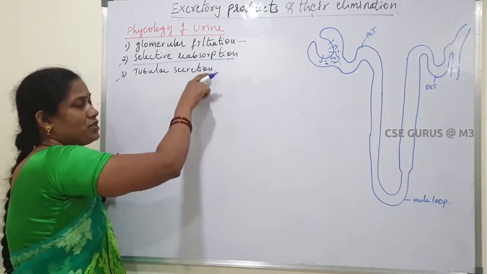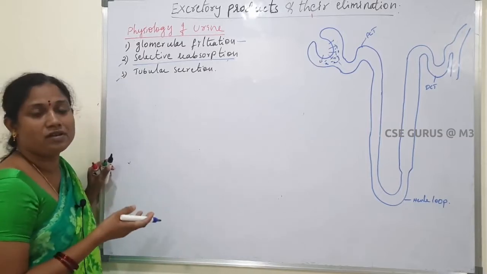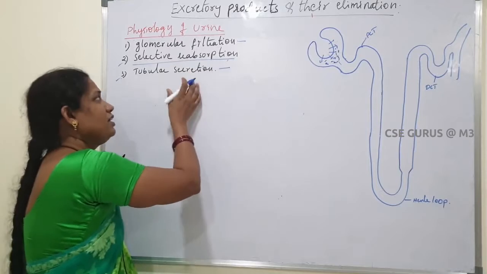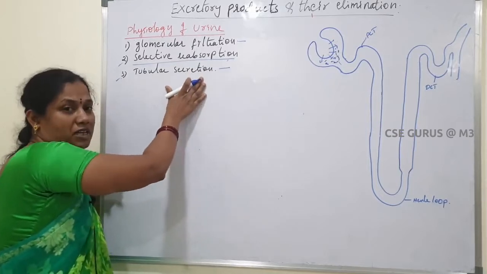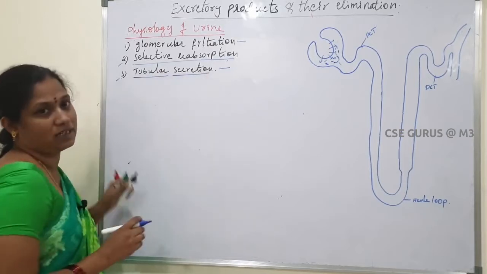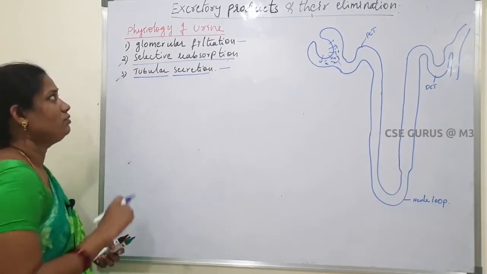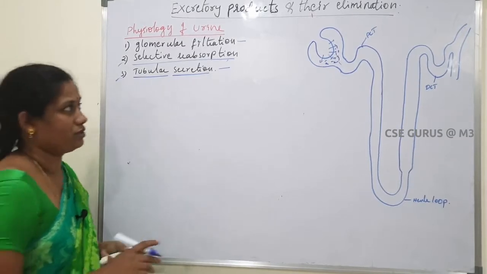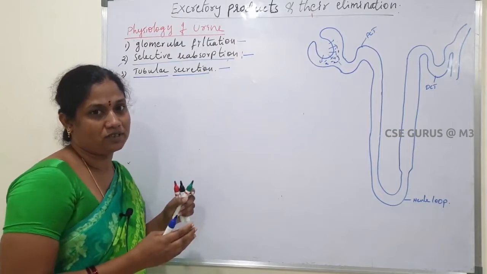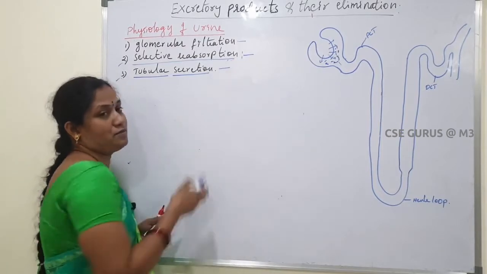Next, after this process, some ionic imbalances take place due to the reabsorption process. To maintain the ionic balance and also the pH balance, the renal tubule secretes some substances. That is called tubular secretion. First of all, we will learn about selective reabsorption, which means reabsorption of the essential components present in the filtrate.